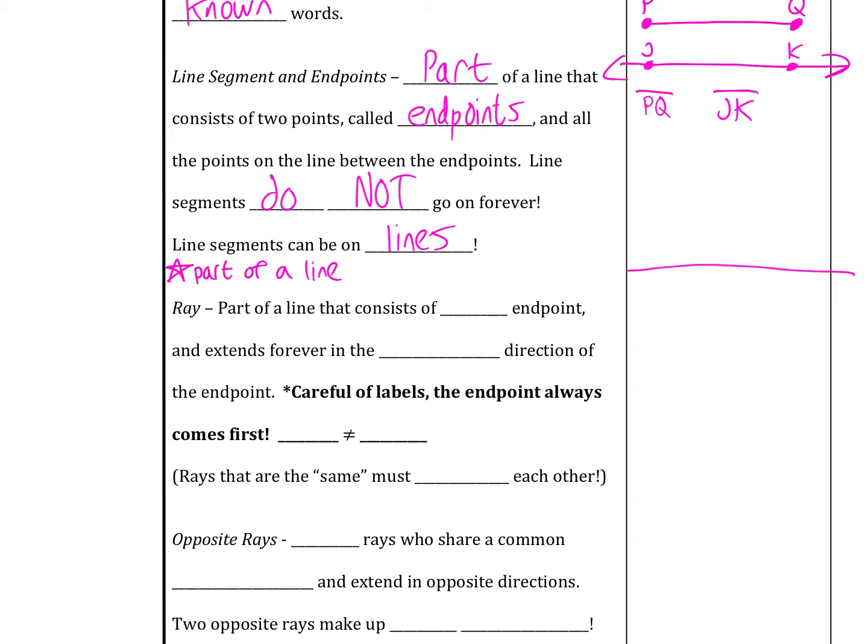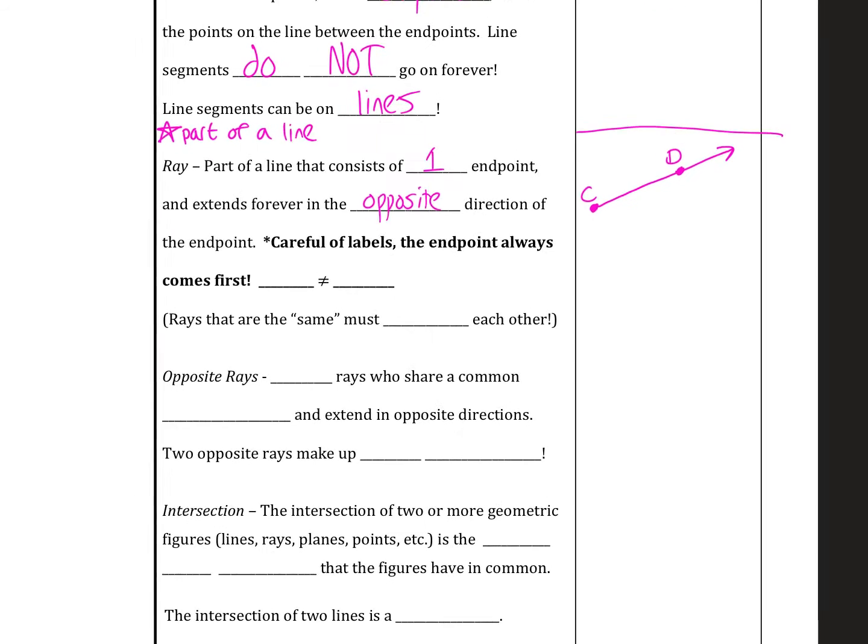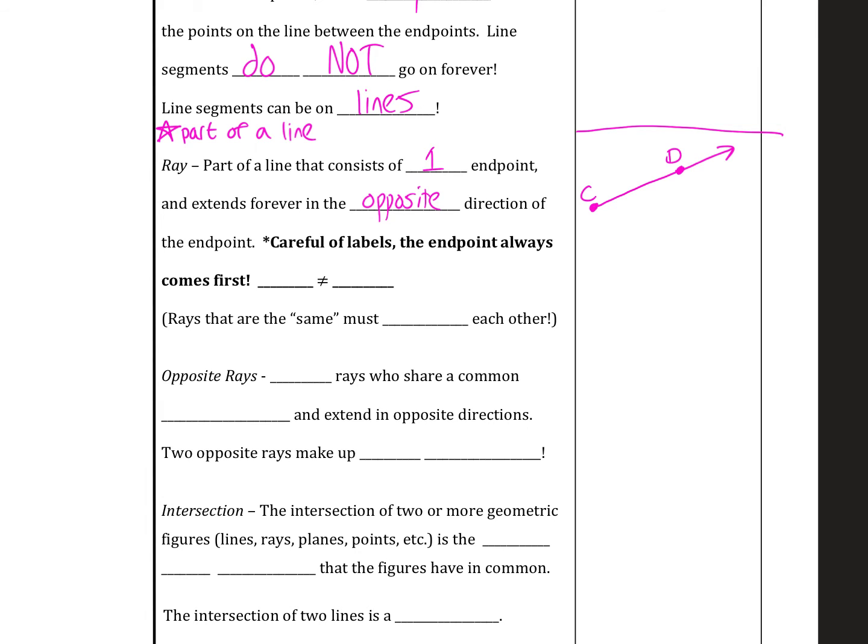All right, draw a line right here. A ray is part of a line that consists of 1 endpoint and extends forever in the opposite direction of the endpoint. Be careful of labels. The endpoint always comes first. So for example, we're going to draw a ray here with 2 points. It's basically like half of a line. It's going to start at C and go past D forever, but it's going to stop at C.